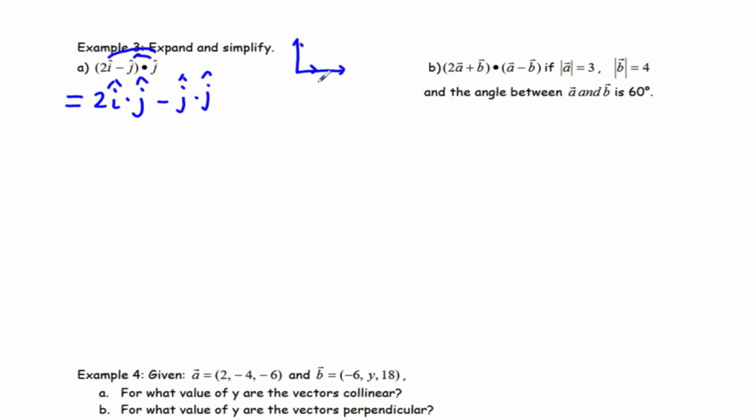So we know that i is on the x direction, j is on the y direction. So i and j are perpendicular. If they are perpendicular, then i dot j gives you 0. So this one is 0. 2 times 0 gives us 0. And the minus j times j, they are the same direction.